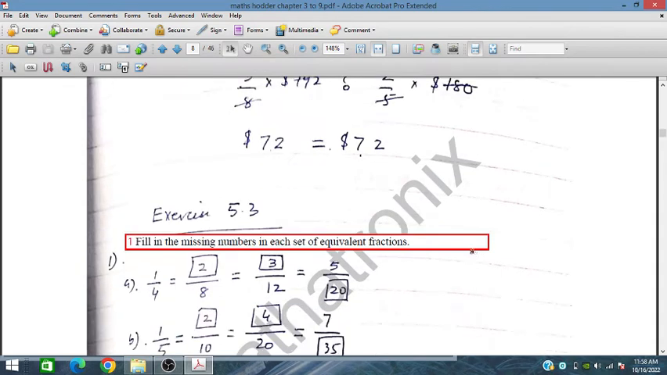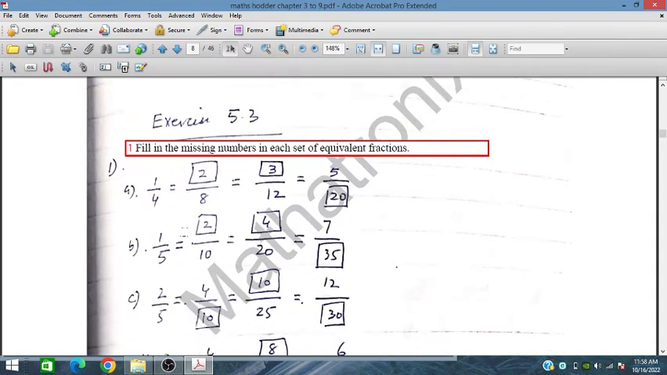Exercise 5.3. This blank has to be filled. This is 4, this is 1. If here it is 8, so simply multiply the denominator by 2 and the numerator by 2, so we get the 8 value. So this is 2. If here it is 12, this is 4, so multiply this 4 by 3 and this numerator by 3, so this is 3. So 4 to 20, it's 5.